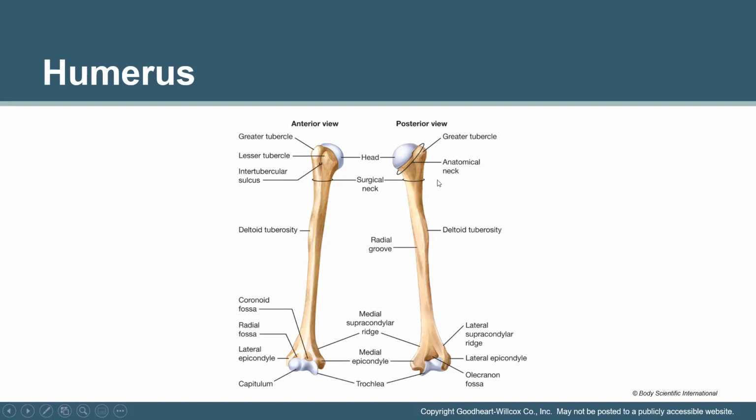If we look at it from the posterior view, just some things we want to look at. We have something called the anatomical neck, and then we have a surgical neck. So the anatomical neck is a slightly indented line that mostly circles the humeral head. The surgical neck is just below the tubercles, and it's because it's the most frequently fractured portion of the humerus.